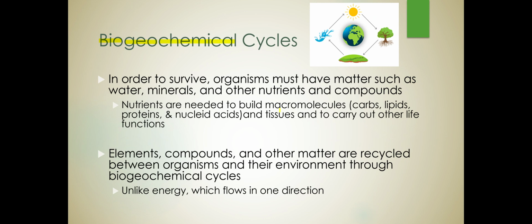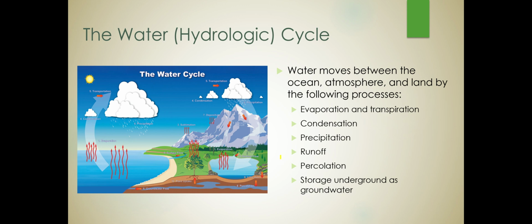So these are going to be ways in which elements and compounds and matter are kind of recycled within an ecosystem. Now these cycles are going to be a little bit different than energy. We're going to take a look at energy flow next, but energy is a one-way flow, and then your nutrients can be recycled and transferred and transformed in many different ways.